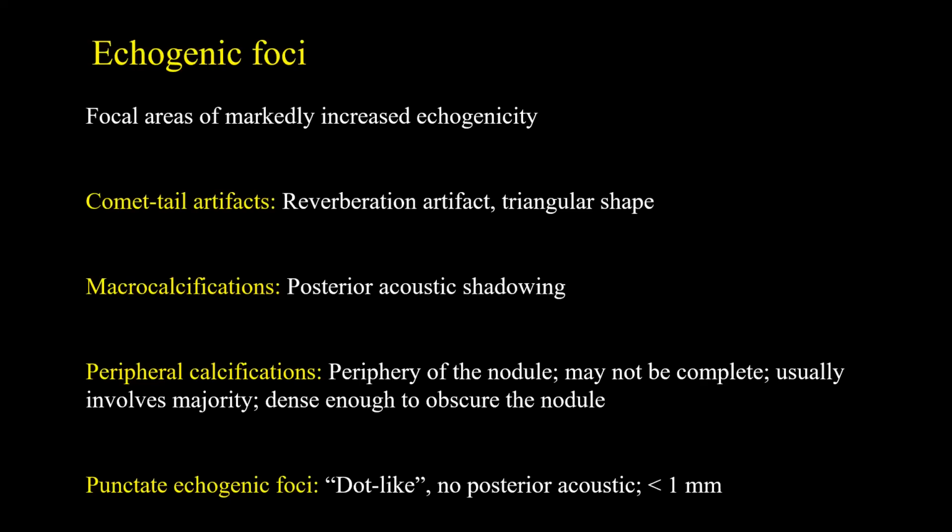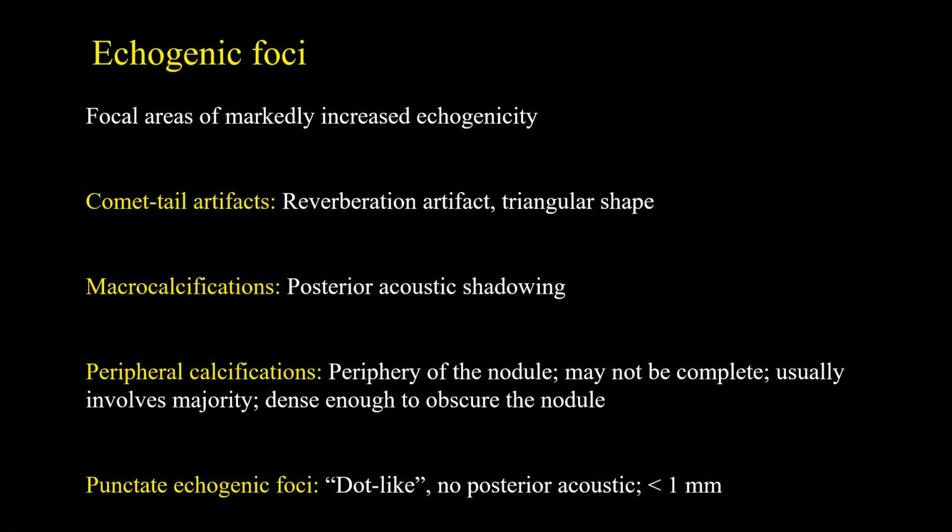Macro calcifications, as opposed to micro. Macro calcifications, you'll see some acoustic shadowing, just like you would see with a gallstone. Peripheral calcifications will involve the periphery of the nodule. It doesn't have to involve the whole periphery of the nodule. Most of the time it does involve most of it, but it doesn't have to.